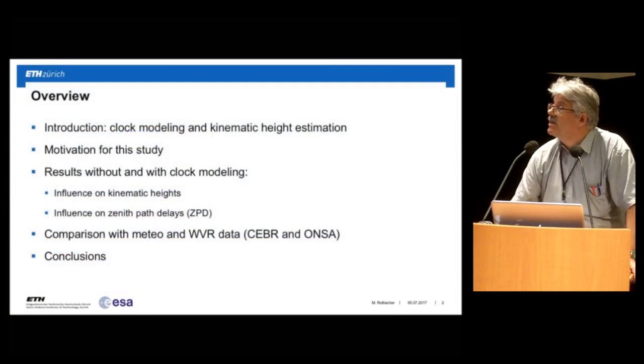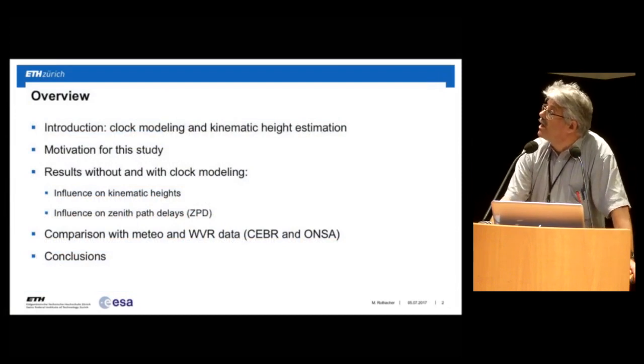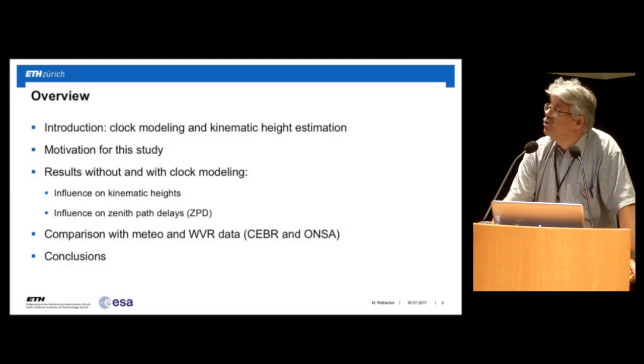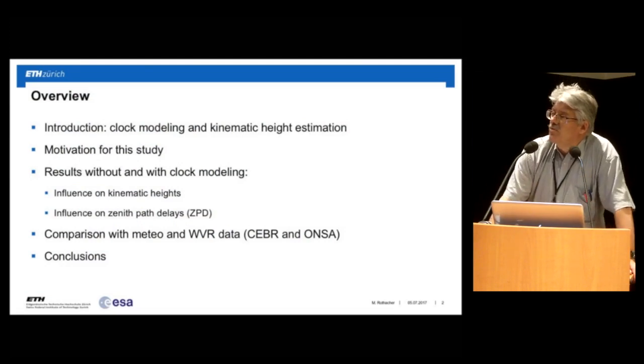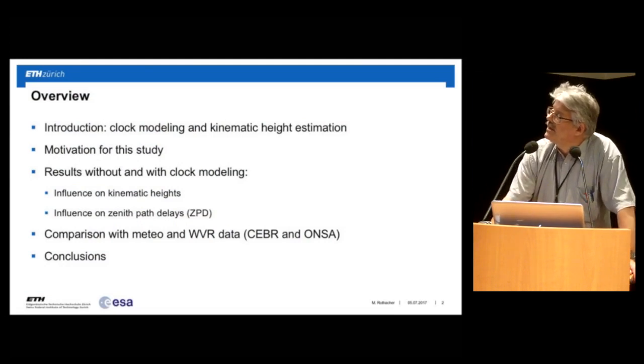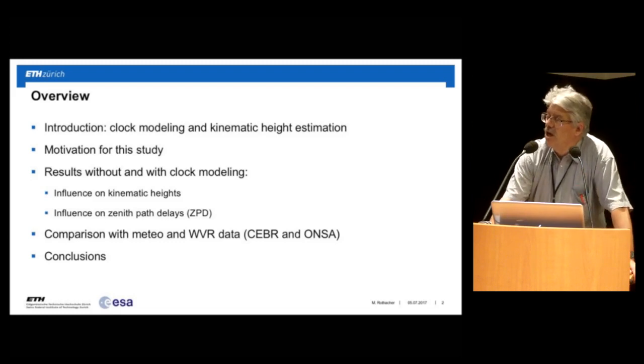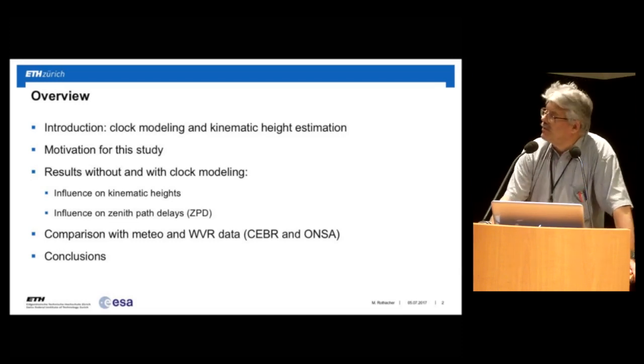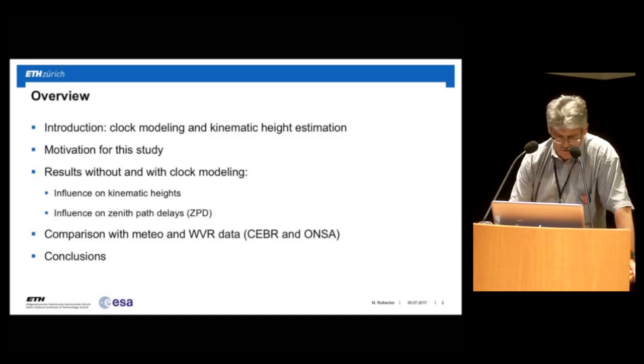I will start with an introduction of how we model the clock, how it helps for kinematic height estimations, that is well known. I will give a motivation why we went into troposphere here, then show results with and without clock modeling, quite evident, and do comparisons with what we think are some ground truth measurements, meteo data, which is not as nice as water vapor radiometer data we have for two of the stations.